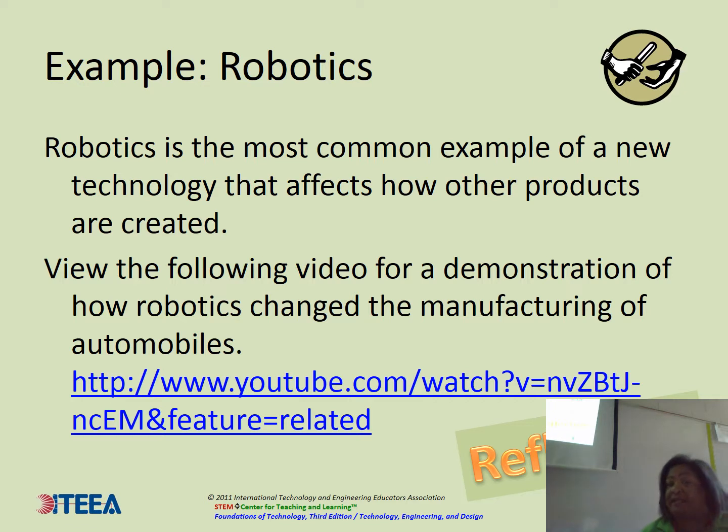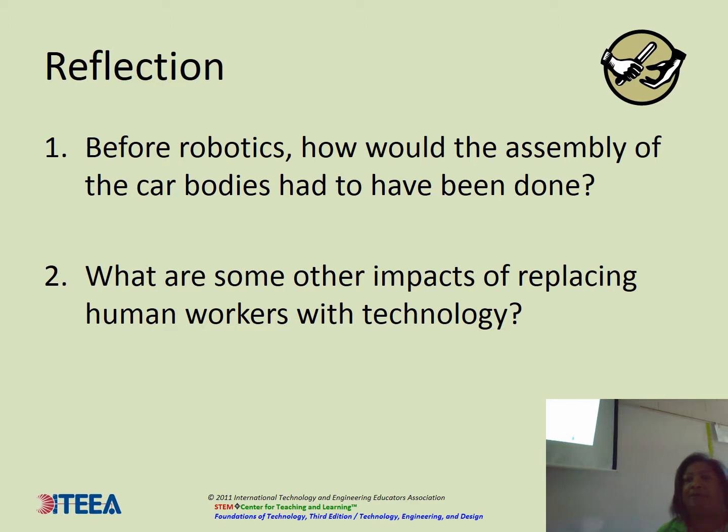Another example is robotics. Robotics is a common example of a technology that affects the way products are created. We'll view that video a little bit later. Now, before robotics, how was the assembly of car bodies made? It would be really long and hard. Long and hard, what do you mean? It would take a lot of time and be very hard work. I think we had more people handling the parts then.